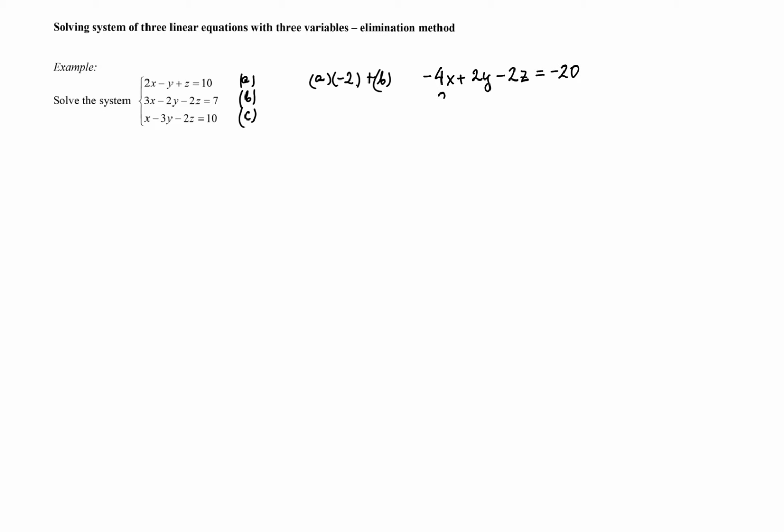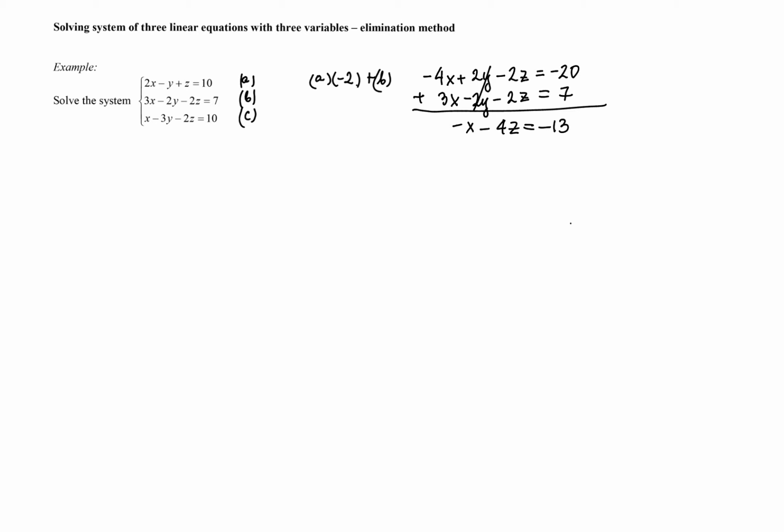The second equation is 3x minus 2y minus 2z is equal to 7. If you add these equations side by side, the y variable will be gone and we'll have -x minus 4z is equal to -13. Or if we multiply it by -1, we'll get x plus 4z is equal to 13.